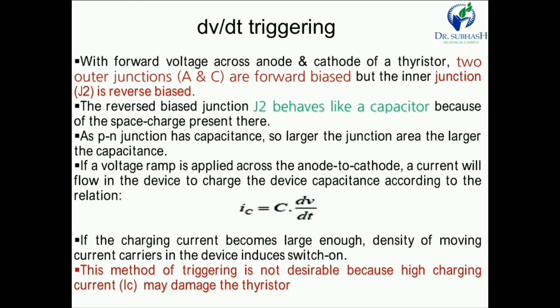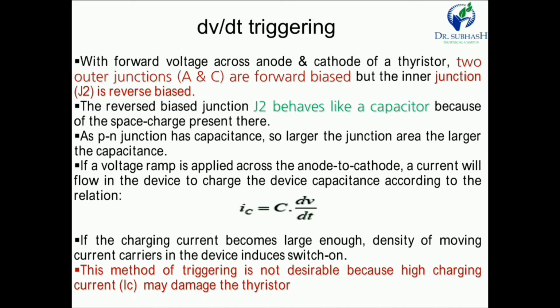Now the next triggering method is dV by dt triggering. dV by dt triggering is nothing but the instantaneous voltage change with respect to time. Whenever the voltage suddenly increases or decreases, at that time the SCR becomes on. It means that with forward voltage across the anode and cathode of the thyristor, the two outer junctions, the anode junction and cathode junction, are forward biased, and the inner junction J2 is reverse biased. So it works as a capacitor. Friends, here the capacitor is the depletion region. If any junction is in reverse bias, then it works as a capacitor.